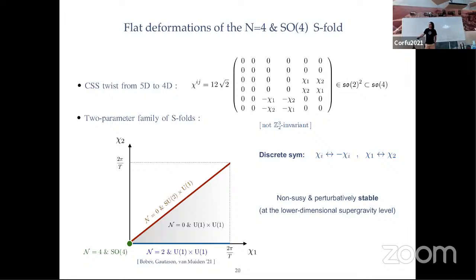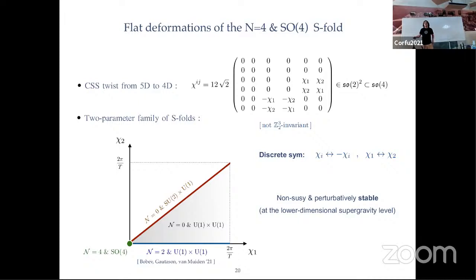And then there is another line where the two parameters are identified, which corresponds to a flavor symmetry enhancement from U1 to SU2 cross U1, but it is also non-supersymmetric. And in particular, since you have these two discrete symmetries, the whole parameter space can be reduced to this octant here. And if these parameters, chi1 and chi2, can be uplifted to monodromies, they will be periodic for the global consistency of the monodromy, so the region will be finite, starting from zero and finishing in 2 pi over T. So this is the parameter space that we get.